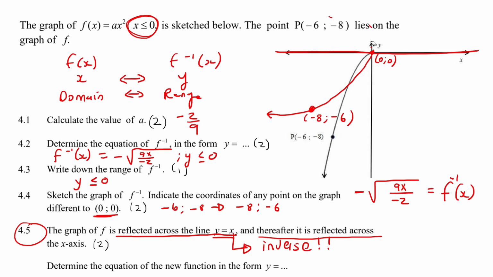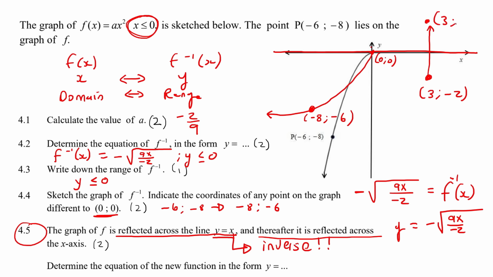So what they want us to do is determine the equation of the new function. We know the inverse function already; it's this one over here. Now, when you reflect across the x-axis, the y value changes, right? For example, if this point is (3, -2) and you reflect it across the x-axis, it becomes (3, 2). The 3 stays a 3, so the x values stay the same. All that changes is the y value, which becomes the opposite of what it was. So I'm going to make the y value the opposite of what it was.